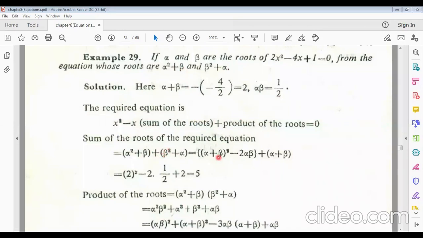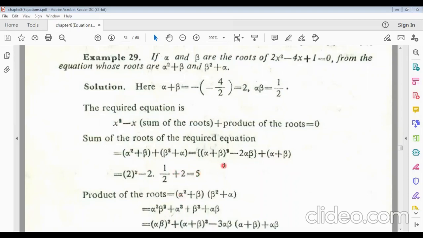Just arranging, alpha square plus beta square can be written as alpha plus beta whole square minus twice alpha beta. The a square plus b square formula is a plus b whole square minus twice ab, plus alpha plus beta. Now putting alpha plus beta equals 2 and alpha into beta equals half here, we get 2 square minus 2 into half plus 2. After simplifying we get only 5.